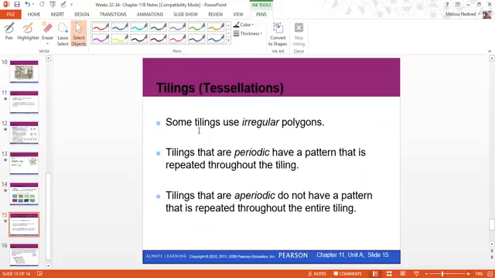Some tilings use irregular polygons. So let's define what regular polygons are first so we can talk about irregular polygons. A regular polygon means it has all equilateral sides and equiangular angles, or all the sides and all the angles are the same. But we can do tiling with irregular polygons as well. Typically we have regular polygons because it's a little bit more appealing to the eye, but we can do it either way. Tilings that are periodic have patterns that are repeated throughout the tiling, and tilings that are aperiodic do not have a pattern that is repeated throughout the entire tiling.